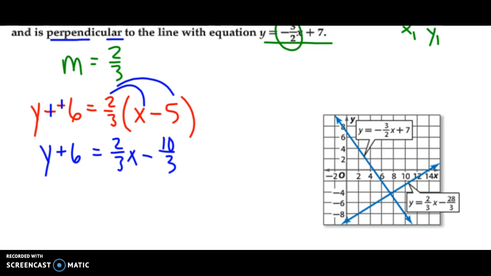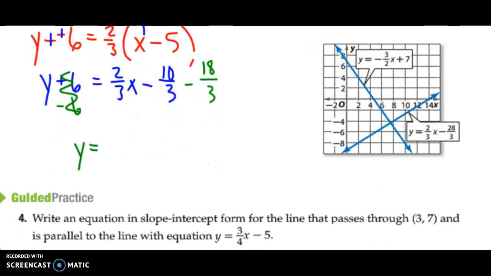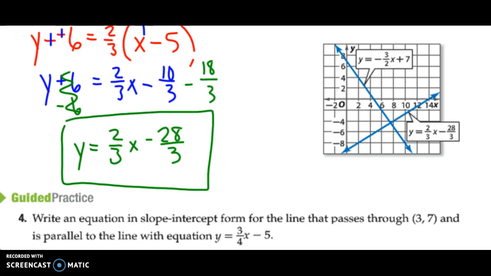Now, I have to get rid of this plus 6, so I'm subtracting 6. Now, you might be confused at what 6 is when it's over 3. Remember, 6 is 6 over 1. So if I wanted to have the bottom be 3, I'd have to multiply the top by 3. So that would be 18/3. So now I actually have something that makes a little bit more sense. I'd be left with y equals 2/3 x, and then negative 10/3 minus 18/3 would be negative 28/3. And I can leave it just like that, and it will be correct.